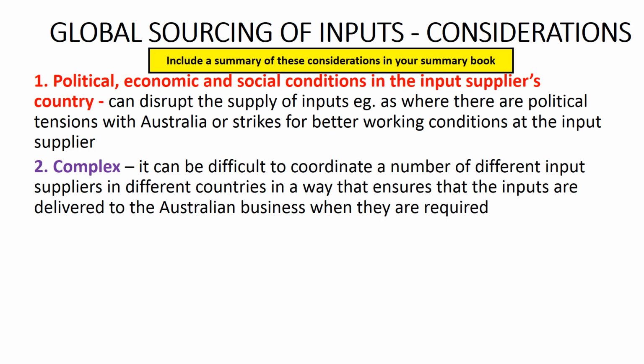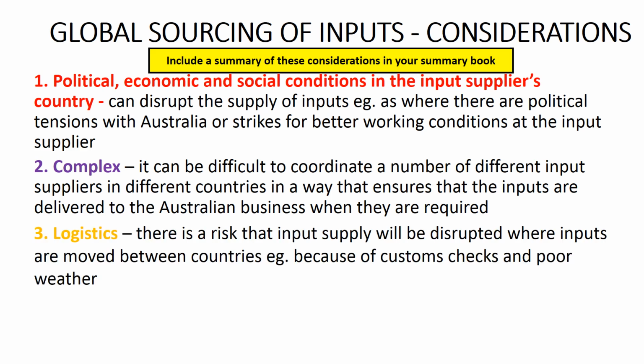Second, it can be complex to coordinate a number of different input suppliers in different countries in a way that ensures that the inputs are delivered to the Australian business when they are required. This is because each supplier needs to manufacture the quantity of inputs that are necessary to meet the demand for the Australian business's outputs and to deliver those inputs to the Australian business in Australia in sufficient time to enable the Australian business to manufacture the output that's needed to meet its customers' requirements.